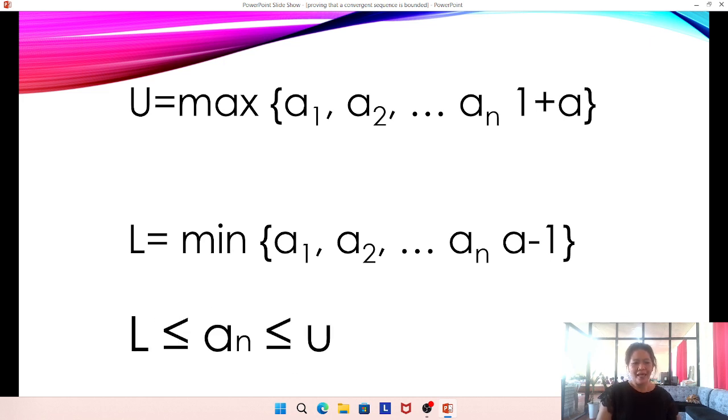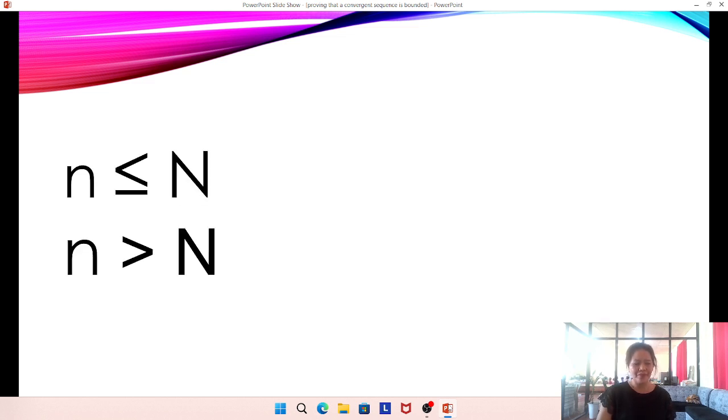So we have L less than or equal to a_n less than or equal to U for every term of the sequence a_n. As a recap on how this holds for the sequence, for n less than or equal to big N, U is the maximum of the set containing all those terms. Similarly, U is greater than or equal to a_1, a_2, and so on, a_N, 1 plus A. So L, the minimum, is less than or equal to those a_1, a_2, a_N, and A minus 1.